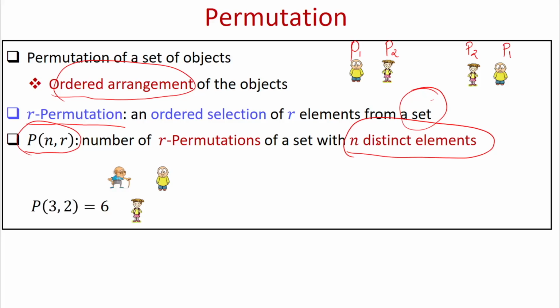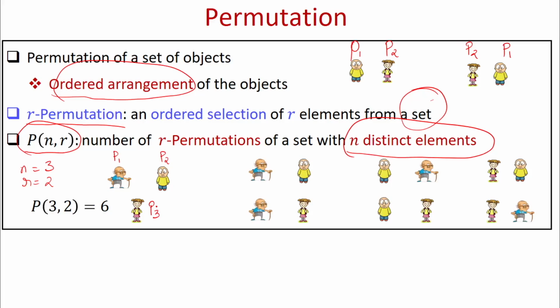So for instance, if I consider n equal to 3 and r equal to 2, then the output of the function P(n, 2) will be 6. Why? Say you have three persons, person 1, person 2 and person 3. So you have a set of three objects here, and I want to find out how many 2-permutations, how many ordered selections of two elements, I can have from this collection. So pictorially, these are the six possible orderings, right?